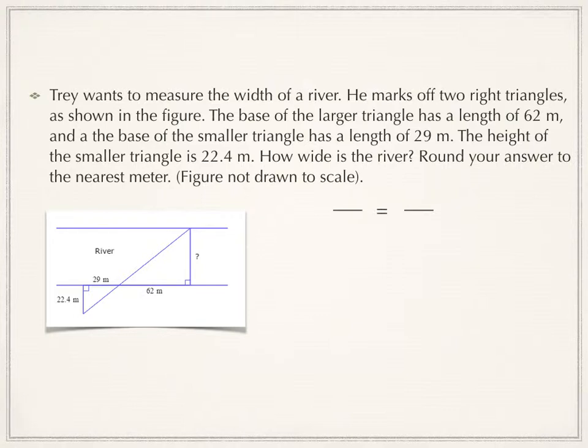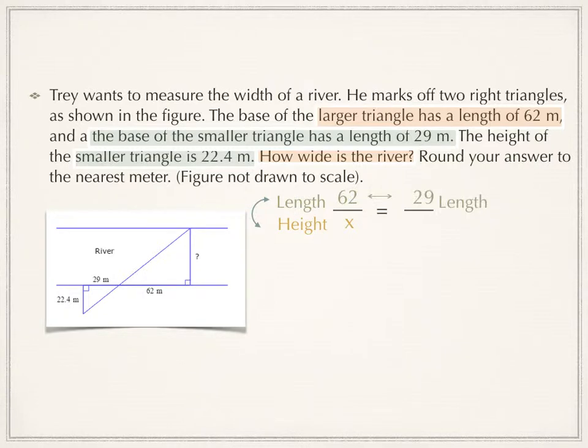So we're going to go ahead and use a proportion. So we're going to first look at the larger triangle, and I just chose that one because it was listed first in the problem. And our larger triangle, we have 62 meters is our length right there, and then our height, we don't know. That's what we're trying to find, how wide that river is. So I'm going to go ahead and put an x. Note that those two are related because they're on the same triangle.